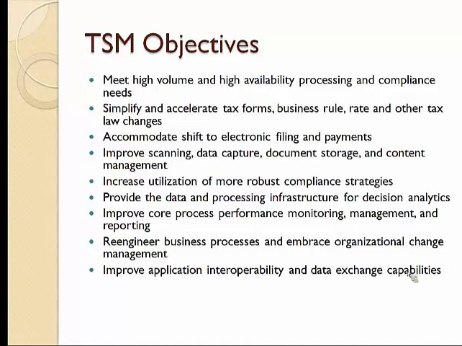Starting on page 14, our RFP describes high-level objectives for this procurement. Through this procurement, the Department of Taxation seeks to meet our high volume and high availability processing and compliance needs, simplify and accelerate the process of making tax forms, business rule, rate, and other annual tax law changes, accommodate the shift to electronic filing and payments, improve our scanning, data capture, document storage, and content management capabilities, enhance our utilization of robust compliance strategies, provide the data and processing infrastructure for decision analytics, improve core process performance monitoring, management, and reporting, re-engineer business processes and embrace organizational change management, and finally, improve our application interoperability and data exchange capabilities.